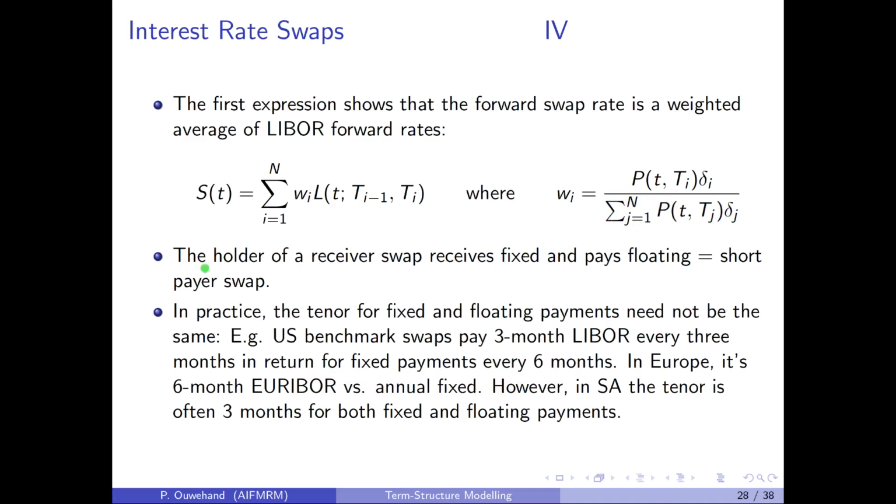As we've said before, the holder of a receiver swap receives fixed and pays floating, i.e. the holder of a receiver swap is simply short a payer swap. Now in practice, the tenor for fixed and floating payments need not be the same. For example, US benchmark swaps pay 3-month LIBOR every 3 months in return for fixed payments every 6 months. In Europe, it's 6-month Euribor floating versus fixed annual. In South Africa, however, the tenor is often 3 months for both fixed and floating payments.